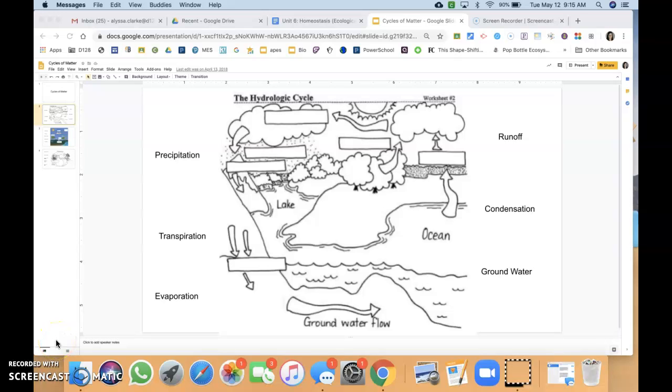Hi guys, today we're going to go through the cycles of matter, the three that you've been learning: the water cycle, carbon cycle, and the nitrogen cycle. So I'm going to start with the easiest one, which is always going to be the water cycle.